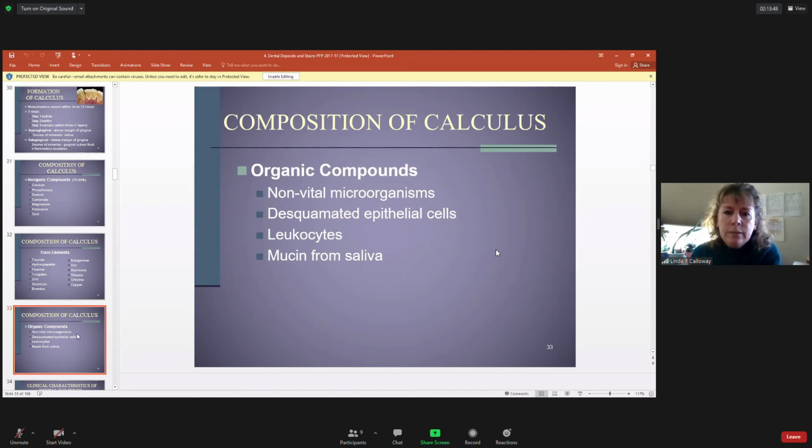Organic compounds: non-vital microorganisms, desquamated epithelial cells, leukocytes, and mucin from saliva.